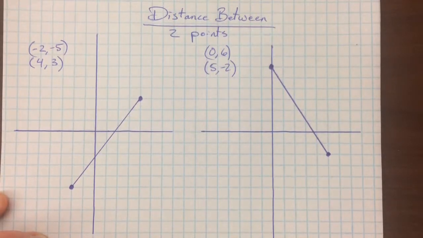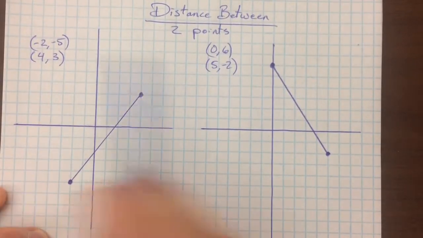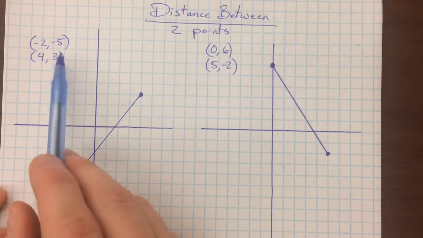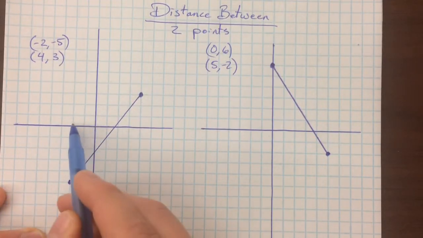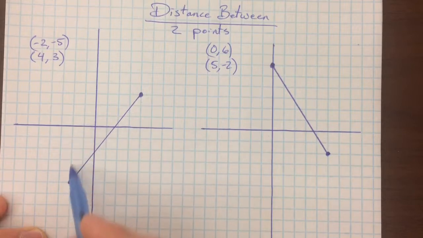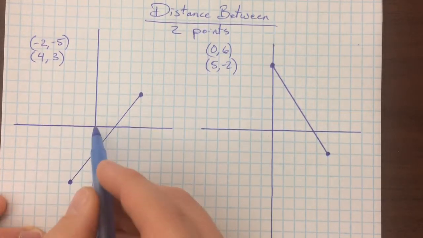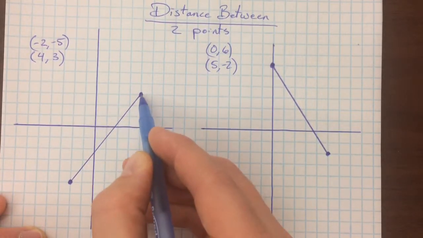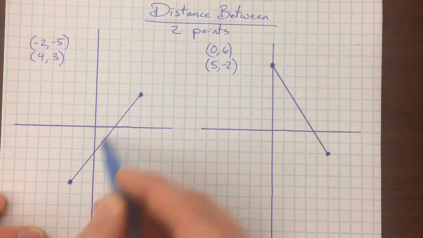So now we're finding the distance between 2 points. I've got two problems here. And I've got the distance between -2, -5. So I've gone left 2 and down 5. And 4, 3. So right 4, up 3. And I want to find the length of this line.